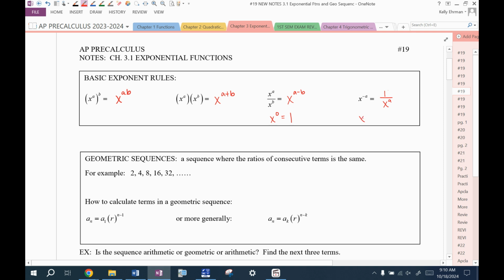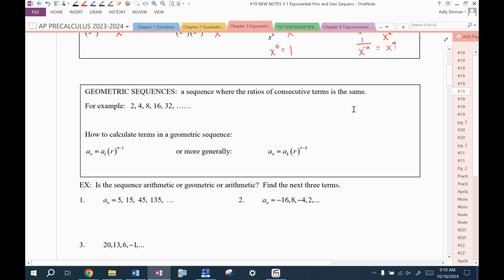Also, one more thing. If you have a negative exponent in the denominator already, that's still the reciprocal of a number. So instead of going down to the denominator, this would get sent up to the numerator, and you would just have x to the a over 1, or just x to the a.